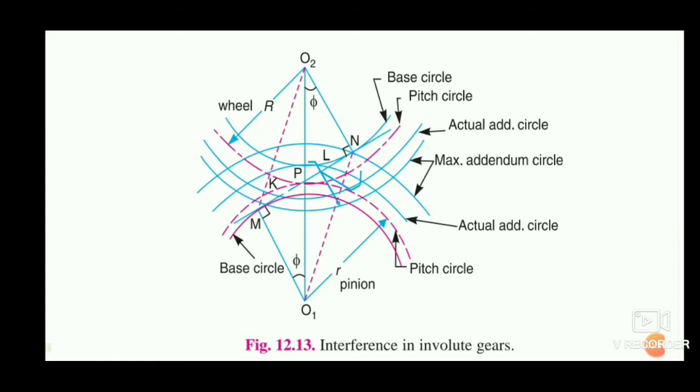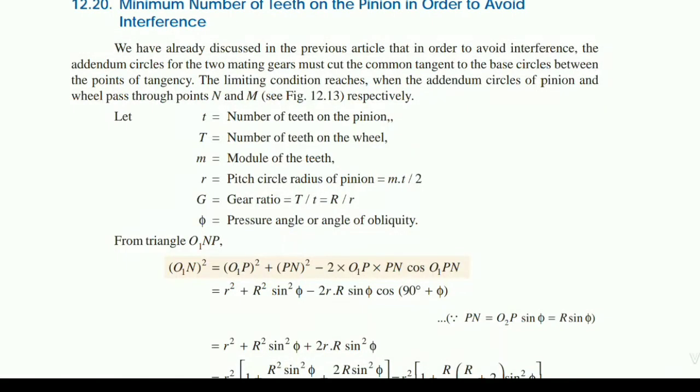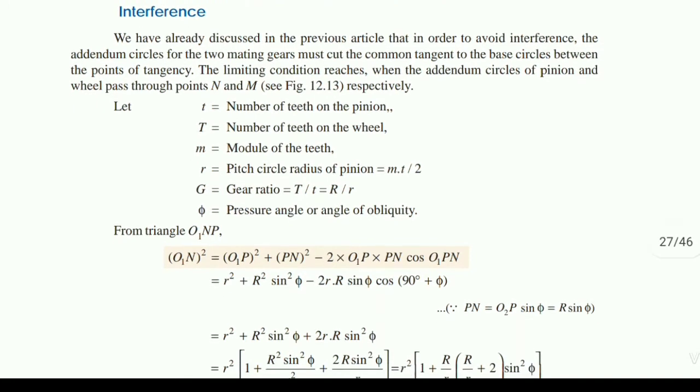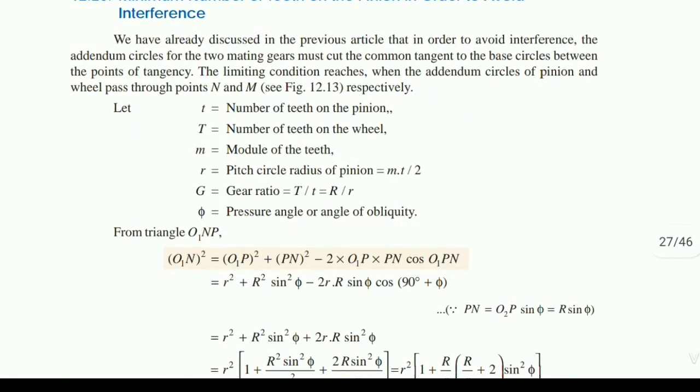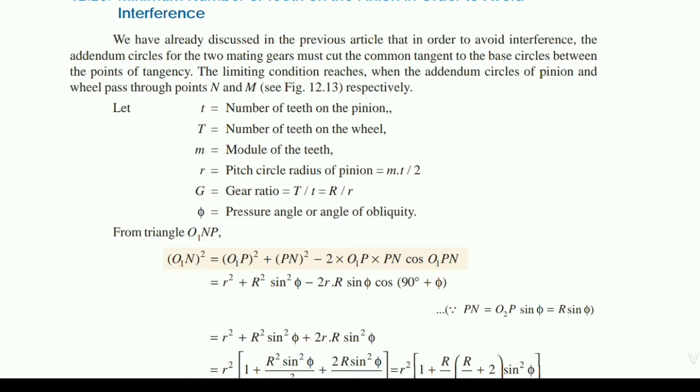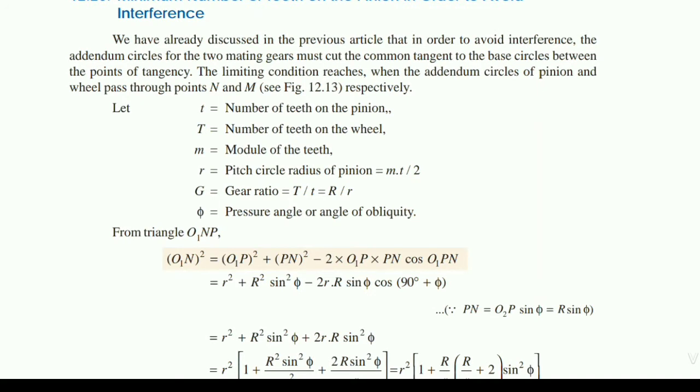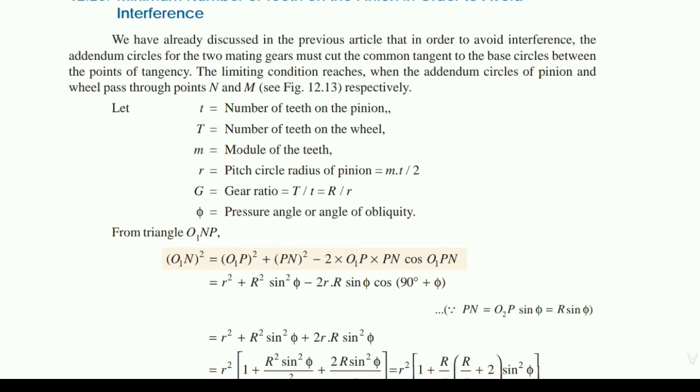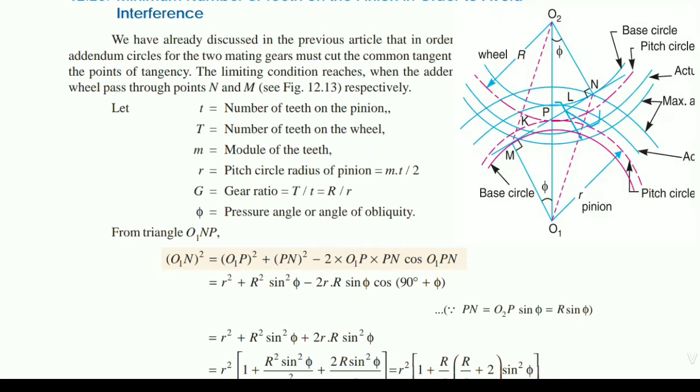After this we'll move on to the derivation, about the minimum teeth required on the pinion in order to avoid interference. Here we have to assume the values: small t is the number of teeth on pinion. As I always told you, all the capital letters will be used for the bigger gear, that is the wheel, and small letters for the pinion, the smaller gear.